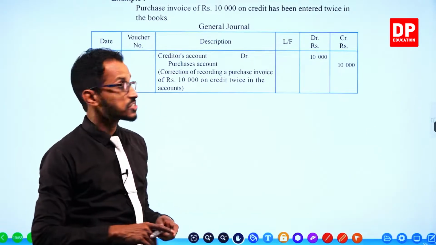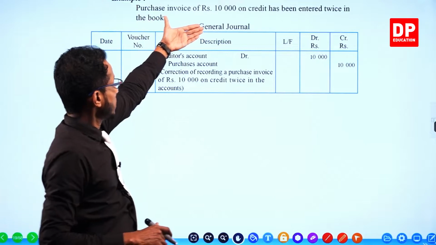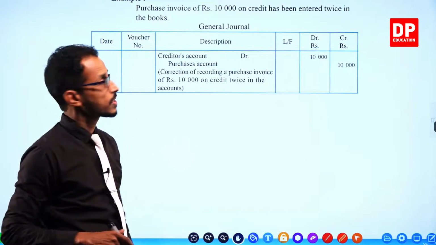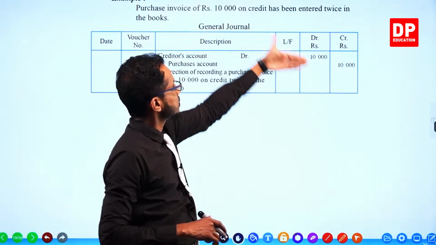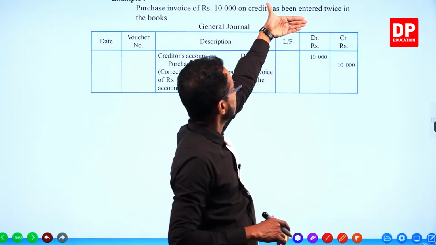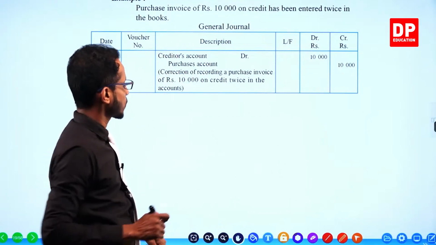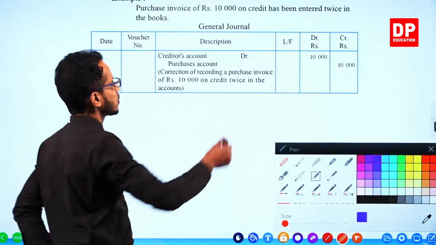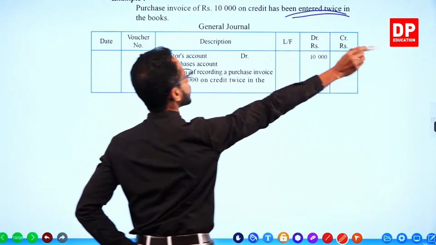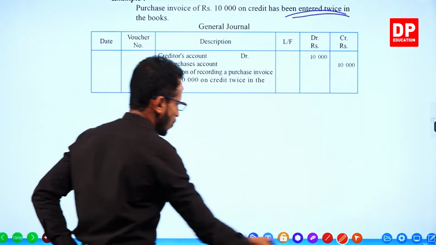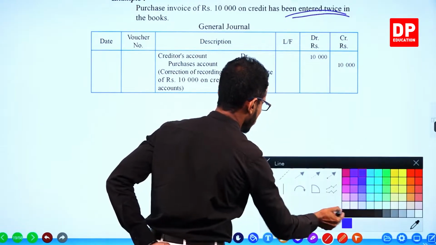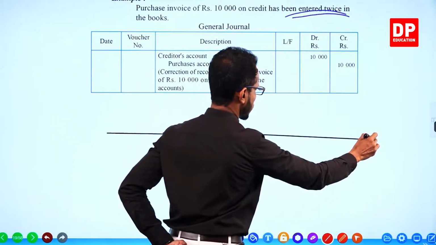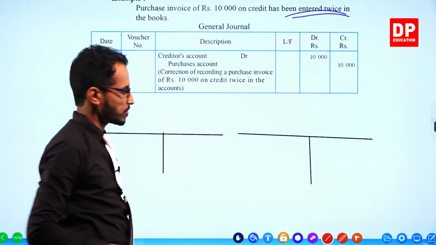Let's take the same example which is given here. Purchase invoice of 10,000 on credit has been entered twice in the books. That's it. It has been entered twice. That means once it has been entered in the relevant accounts.